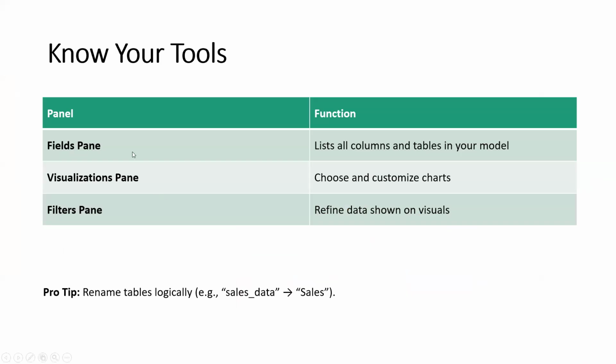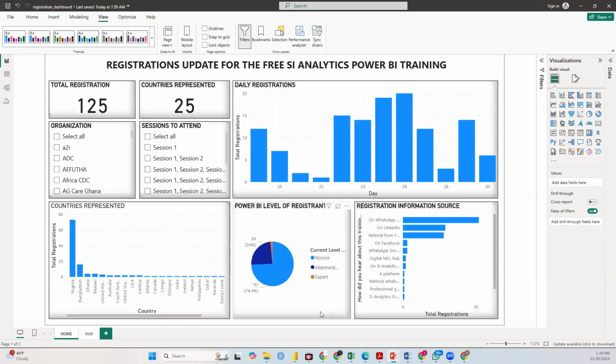Wait, so let me go back. Know your tools. There's a field pane, there's a visualization pane, and then there's a filter pane. So what does a field pane do? It lists all columns and tables in your model. The visualization panel helps you to choose and customize your charts. The filter pane helps you to refine data shown on your view. So don't get it twisted. There's a field pane, a visualization pane, and a filters pane.